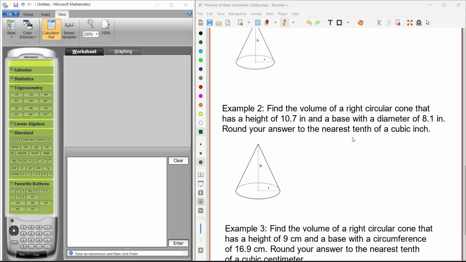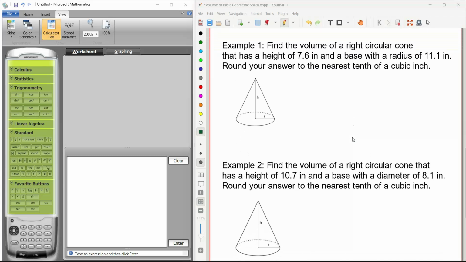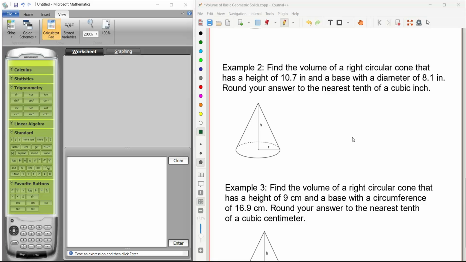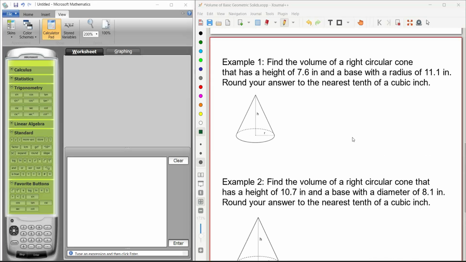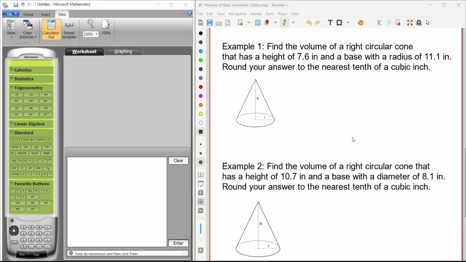Alright, so in this video, I'm going to teach you how to find the volume of a right circular cone in these three different scenarios or situations. Let's answer the first one. Find the volume of a right circular cone that has a height of 7.6 inches and a base with a radius of 11.1 inches. We need to round off our answer to the nearest tenth of a cubic inch, meaning up to one decimal place.